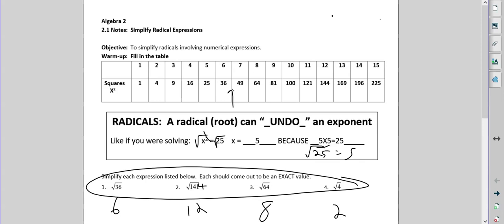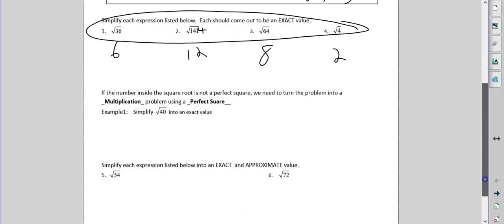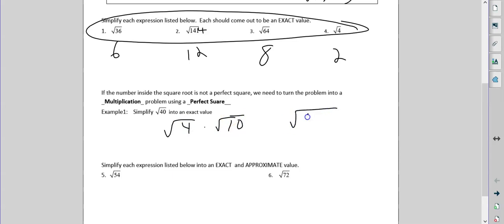25 times 2 is 50. 16 and 16 is 32. 48, that's too big. 9 doesn't go into 40. There's our winner. It's our only choice. Sometimes more than one number will go in, and we always want to try the biggest number. So that would be the square root of 4 times the square root of 10. You could also write it like this. Doesn't matter. It's the same thing.